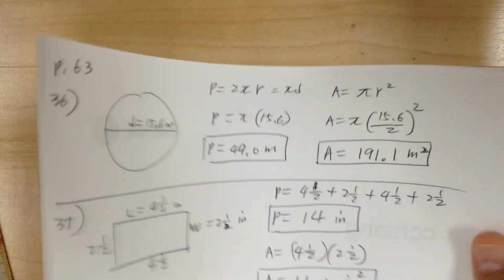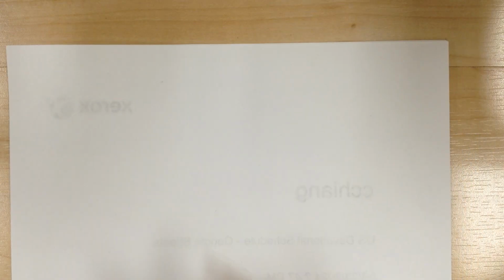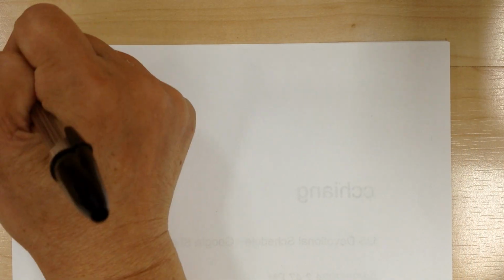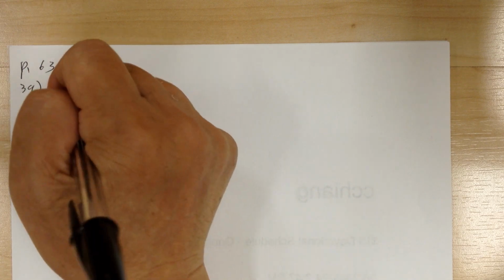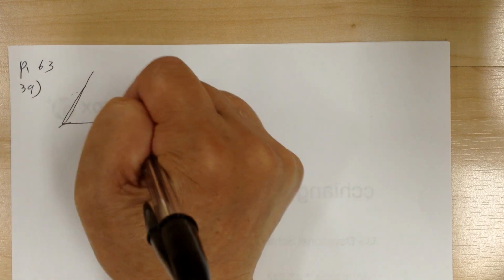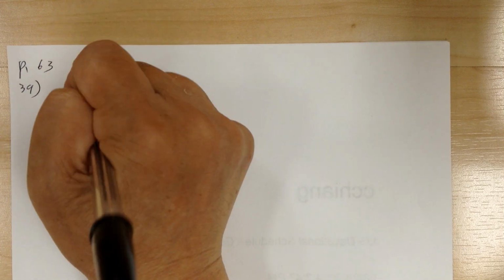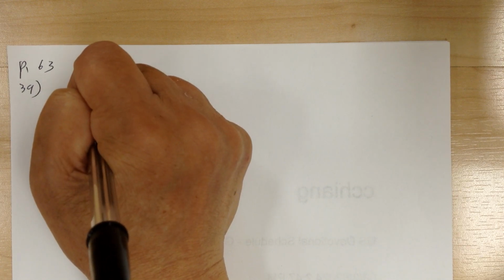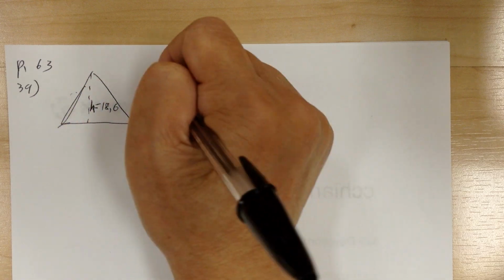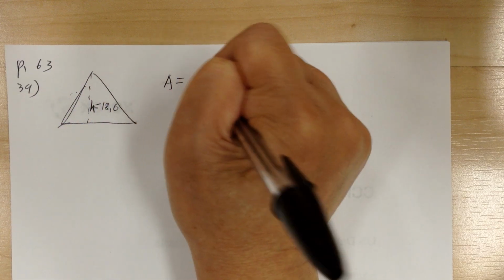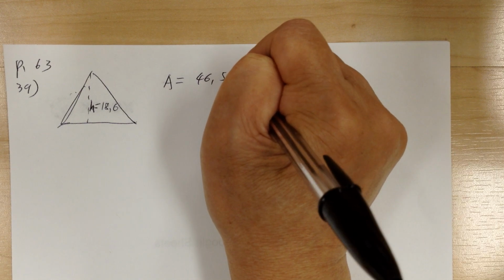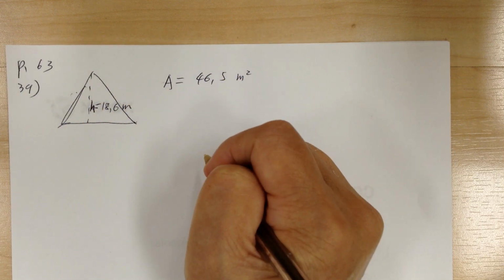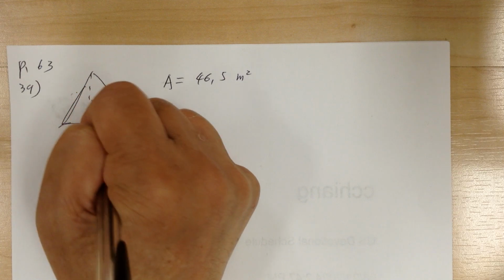Okay, let's go to the next one. Number 39. The height of the triangle is 18.6, and the area equals 46.5 square meters, and find the length of the base.